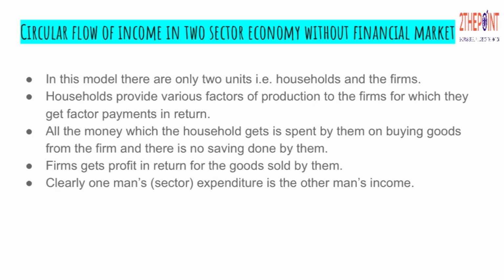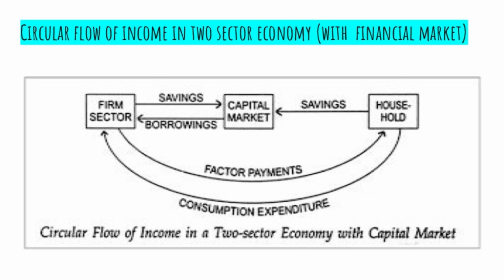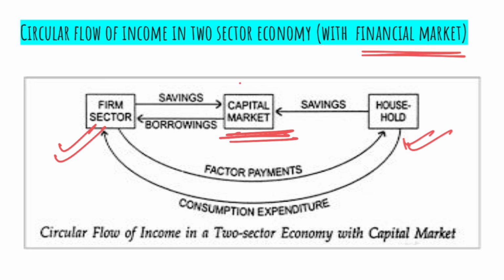And now moving on to the next model, which is the circular flow of income in a two-sector economy with financial market. Previously we have studied that there are only two sectors in an economy. The first one is the household sector and the other one is the firm sector. Now the other sector which is introduced is the capital market. In this model we assume that out of the income the households are getting as factor services, households are setting aside some amount and depositing it in the banks.